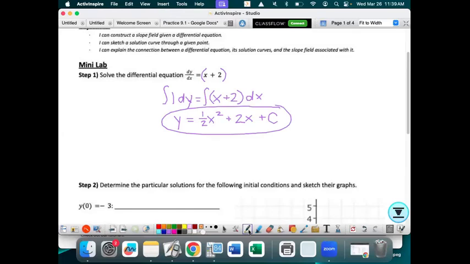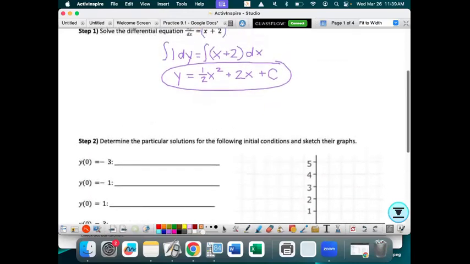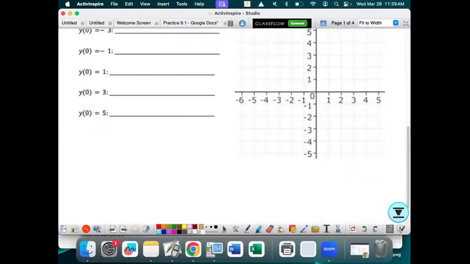In step two, I have various initial conditions for you. So I'm going to do the first one with you, and then I'm going to give you time to do the rest. Let's see, I have space at the bottom. So for our first initial condition, y of 0 equals -3. So 0 would be my x value. I'm going to replace all my x's with 0. And then my output is -3.